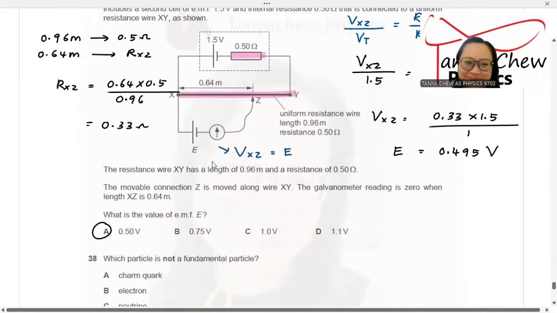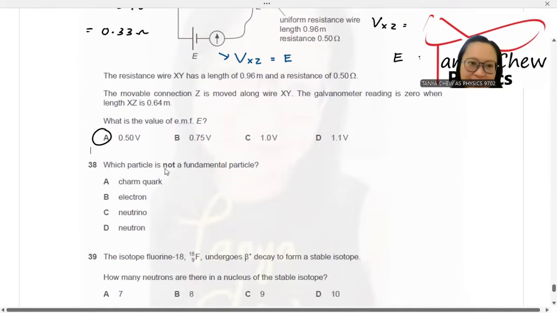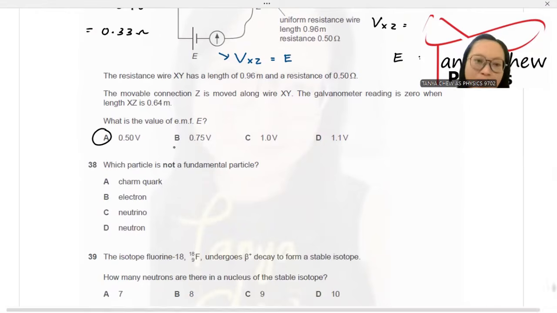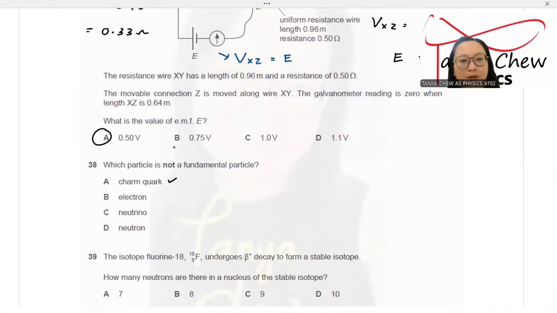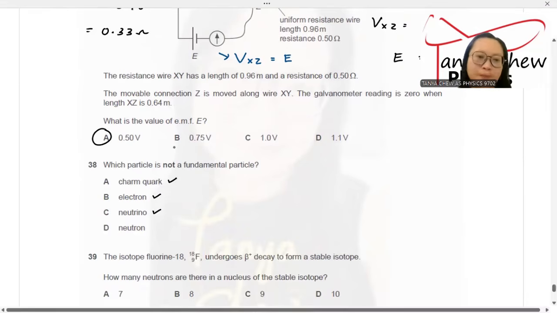A is the answer. Number 38, which particle is not a fundamental particle? Right, a charm quark, yes, it is a fundamental particle. Electron, yes, it is a fundamental particle. Neutrino, yes, it is a fundamental particle. Neutron is not, because a neutron can be divided into quarks.